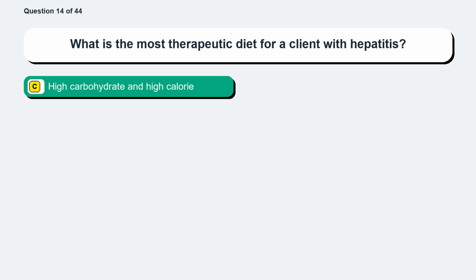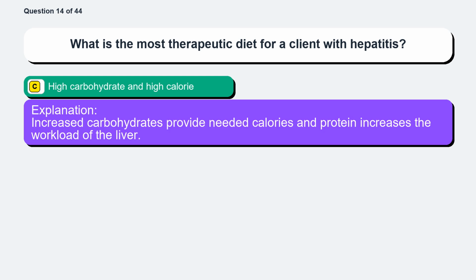The correct answer is option C. High carbohydrate and high calorie. Increased carbohydrates provide needed calories, and protein increases the workload of the liver.